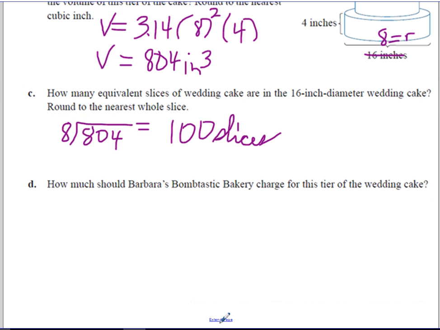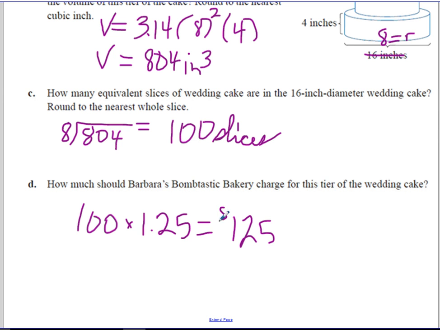So then it asks us, how much should she charge for this tier of wedding cake? And so in the story problem, it said that it costs $1.25 per serving. So we'll multiply that by 100 slices. And we get $125 is how much she should charge for that bottom tier based on the cost of $1.25 per slice.